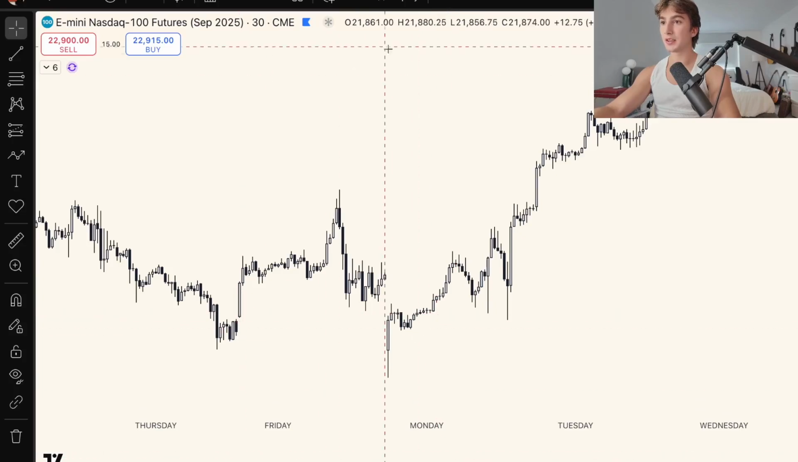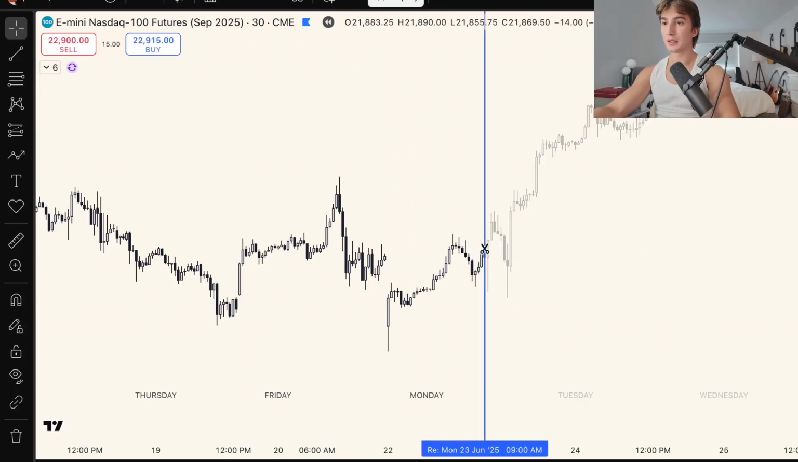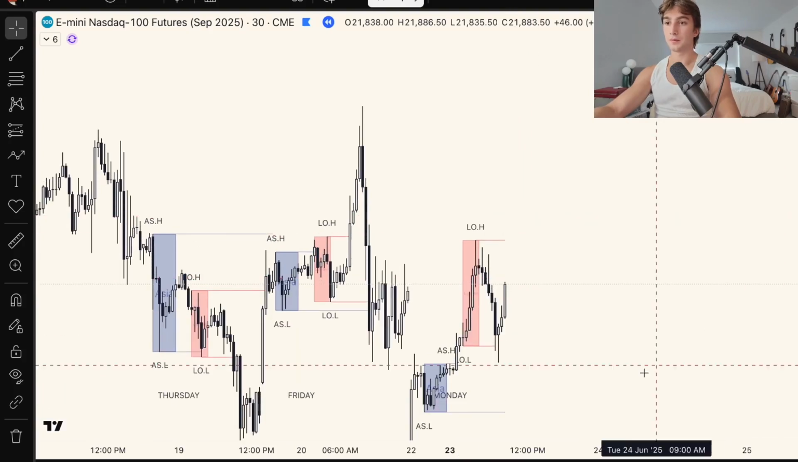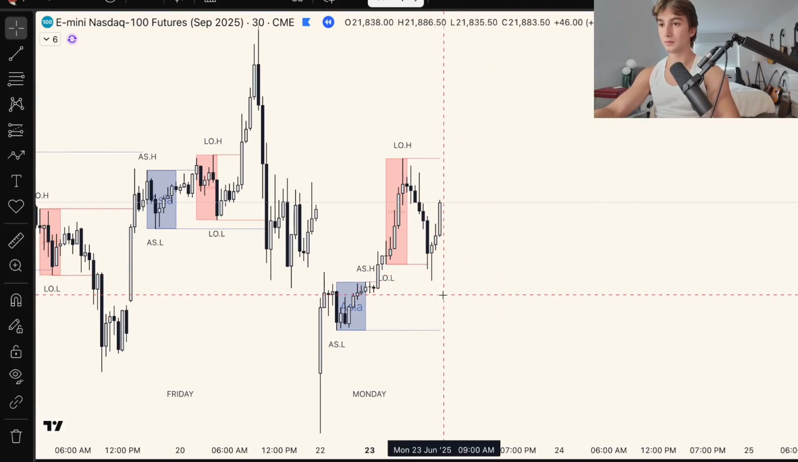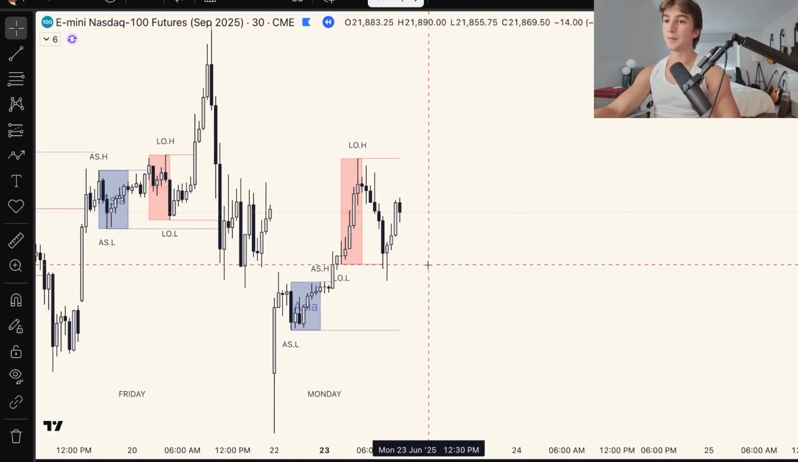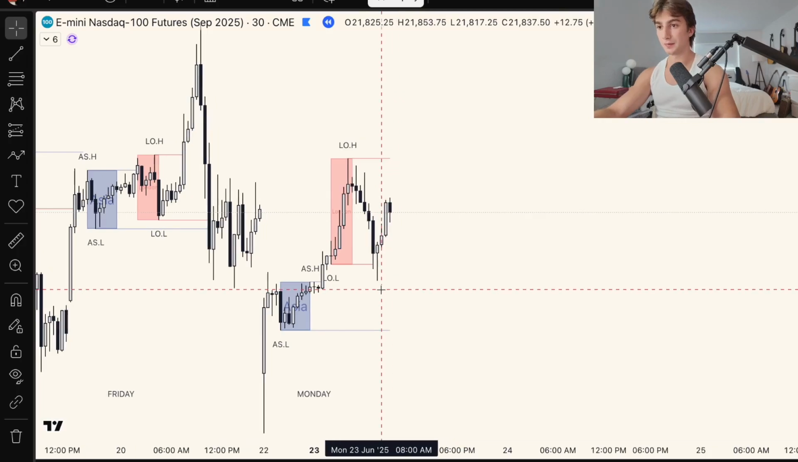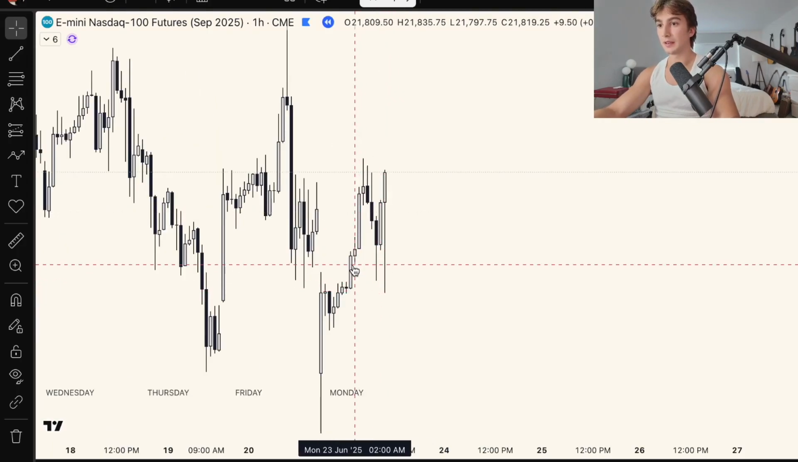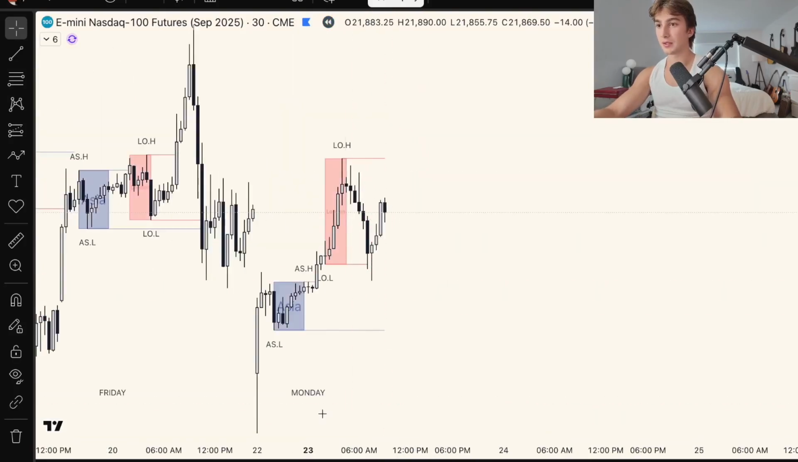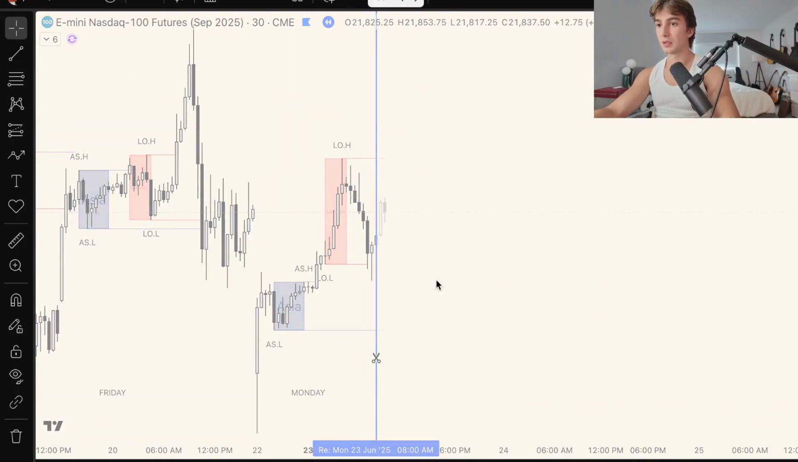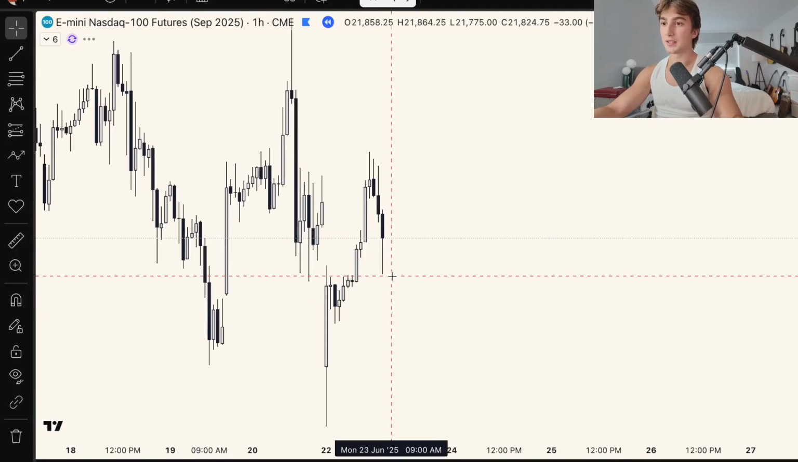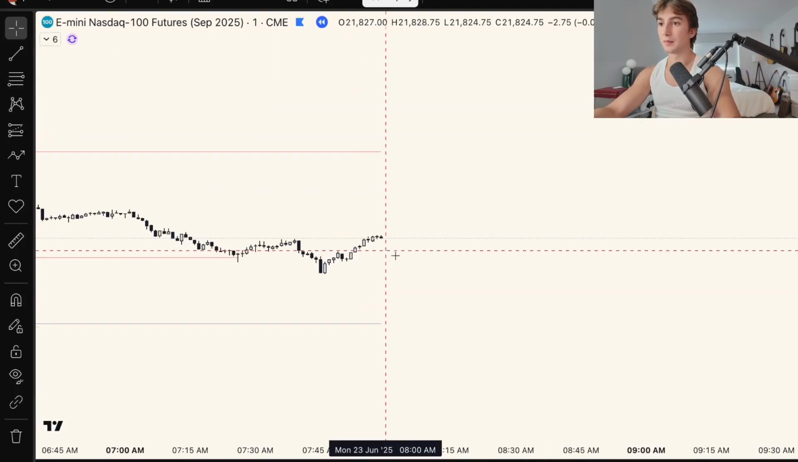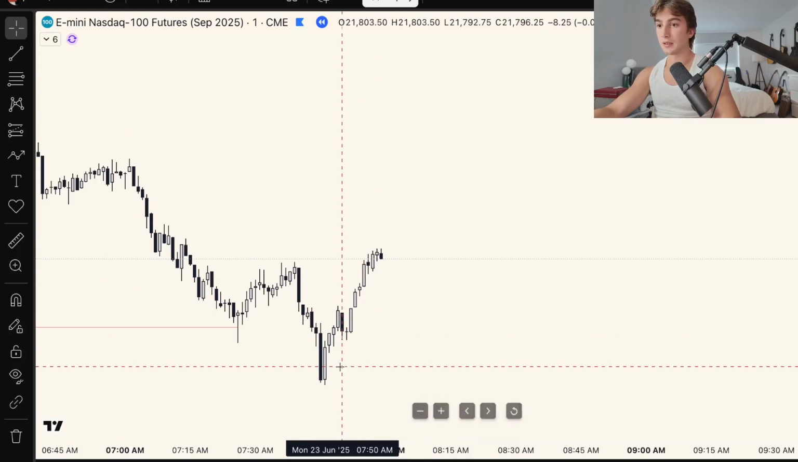So let's look at a scenario like this. It's 9 a.m., right? We swept London lows, and we hit that. It skipped an hour. Oops. We swept London lows, and we hit this hourly bullish fair value gap. Cool. That's great.